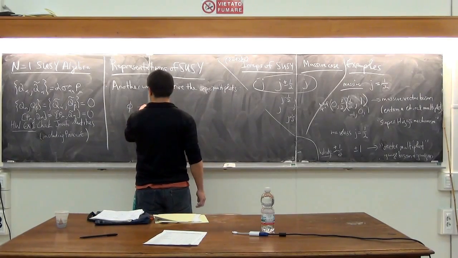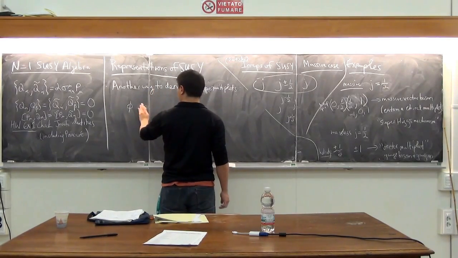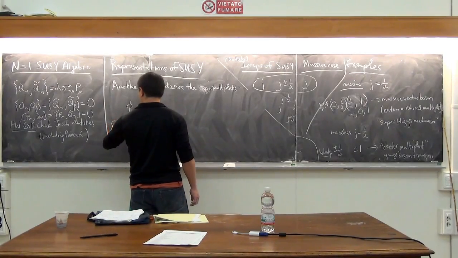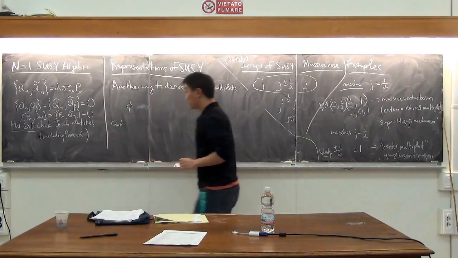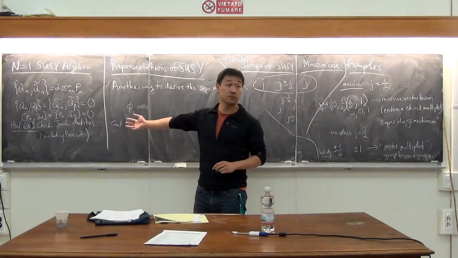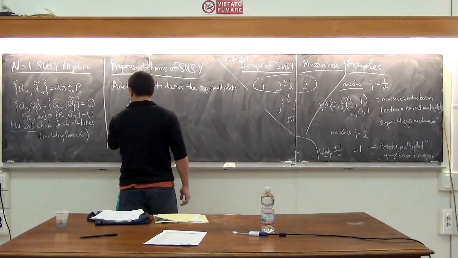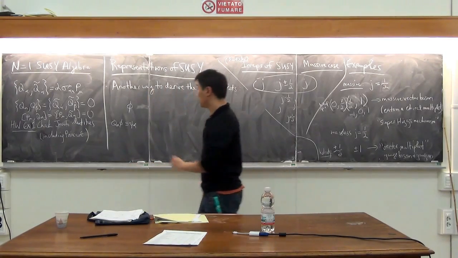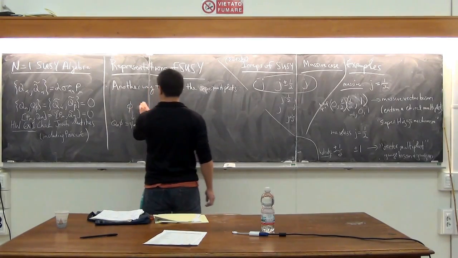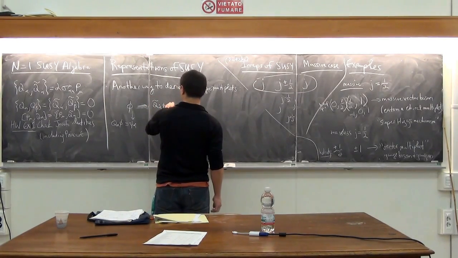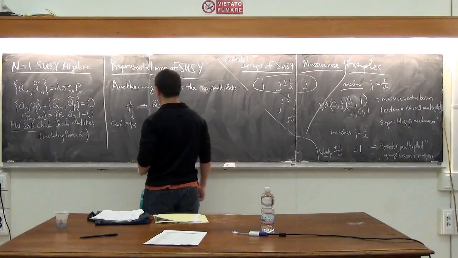If I act once with the supercharges, I'll get just some new field with spin a half. Let me give this thing a name, call it psi alpha. I can also act with the right-handed one, and call that thing psi alpha dot.